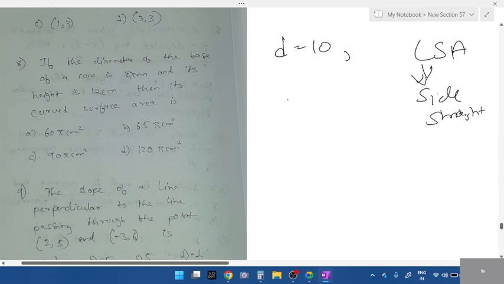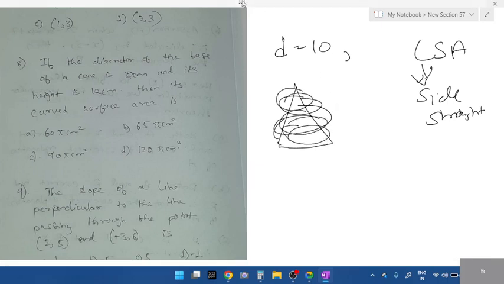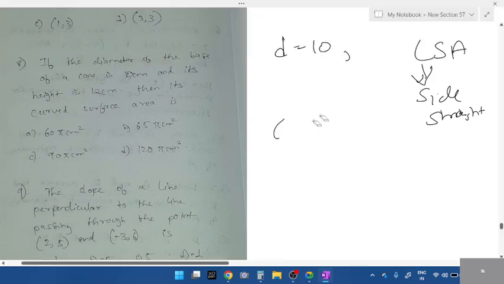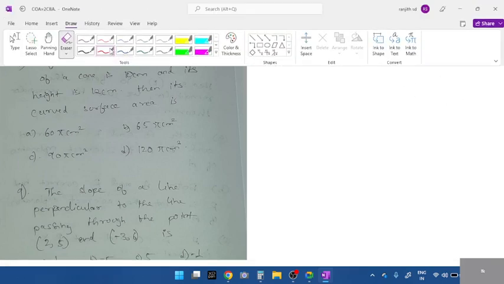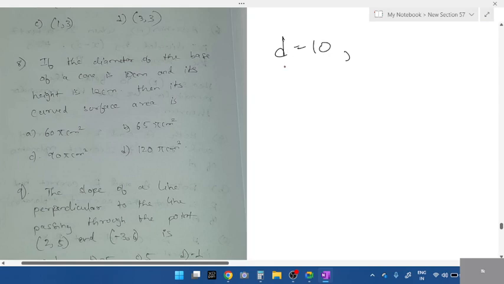But when it comes to curved surface area, it should be curved like this. If you take a cone, it will be curved. It won't be straight. Okay, it's a curved surface area concept. They would mention lateral surface area or curved surface area, so don't get confused. Both are the same. The only difference is curved surface we take for a cone, lateral surface for cube and cuboid. Okay, diameter is not required. We need the radius. Radius r is 10 divided by 2, which is 5. Height is equal to 12.